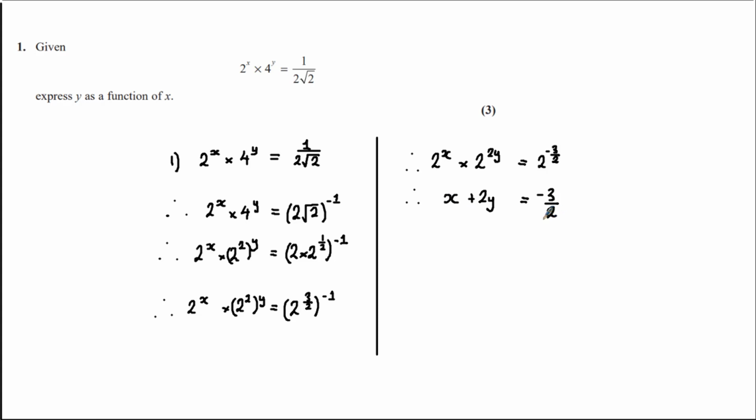We now have a linear equation that we need to solve for y in order to express y as a function of x. So subtracting x from both sides of the equation, we get that 2y is equal to negative 3 over 2 minus x, and dividing both sides of the equation by 2, we get that y is equal to negative 3 over 4 minus x over 2.